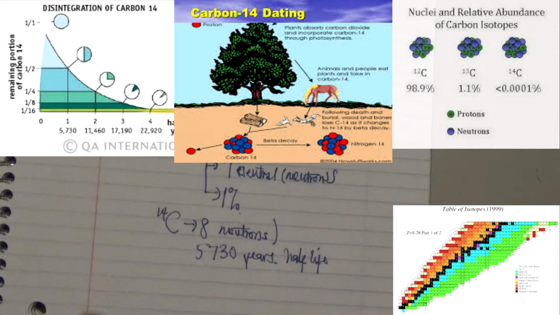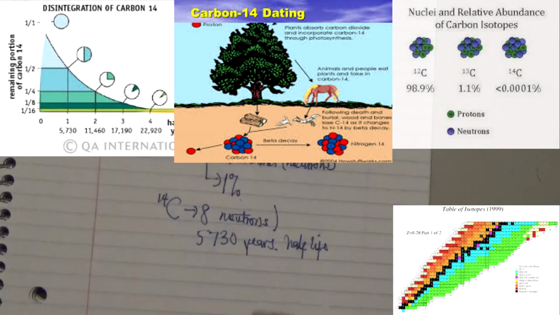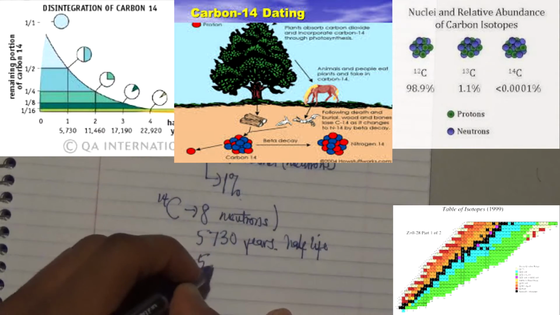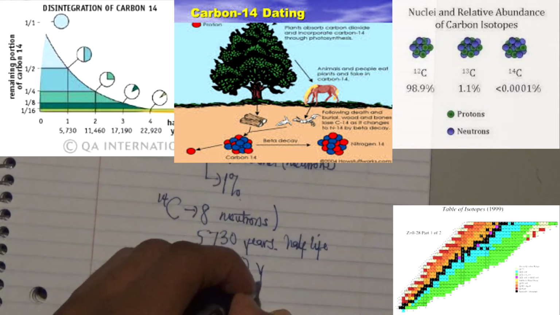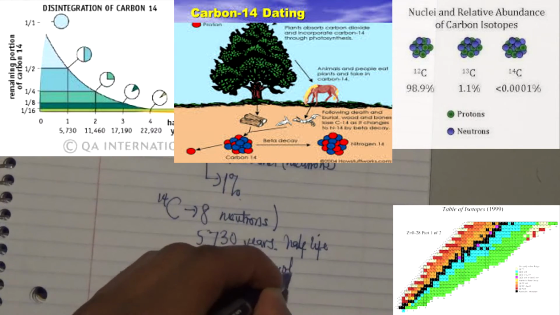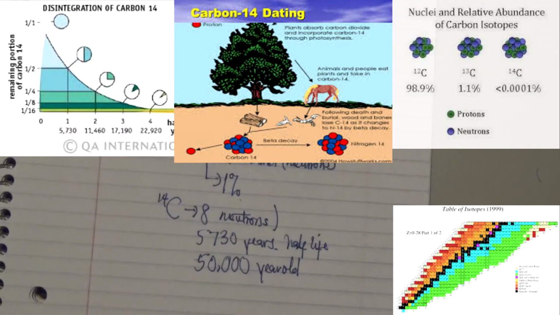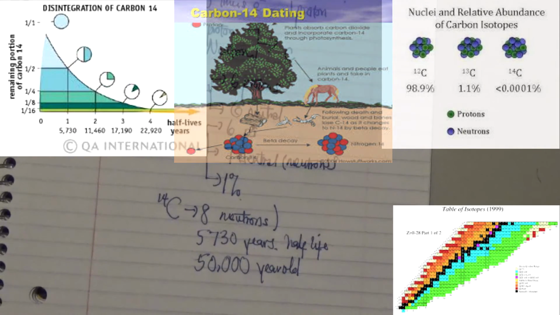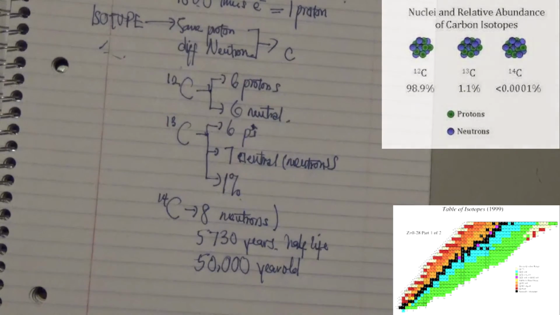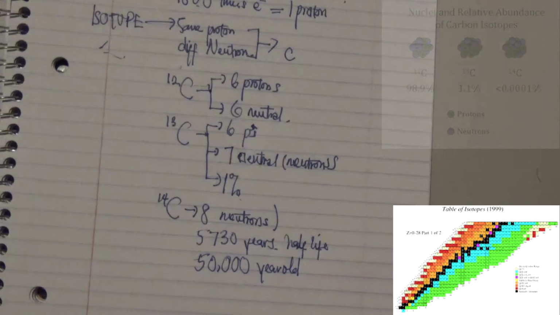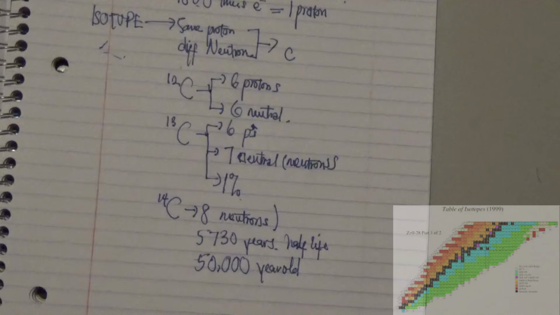So the timeline that is usually targeted is around 50,000 years old until the present. That is about it overall for isotopes and also the principles of atomic structure, part 1, involving the structure of an atom.